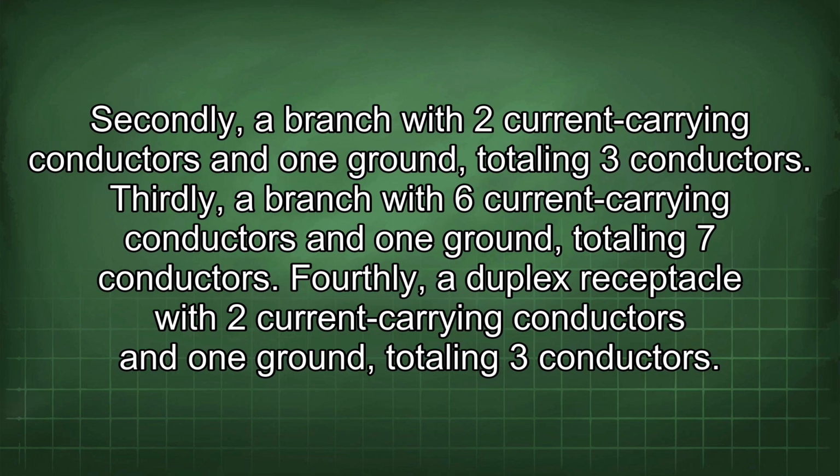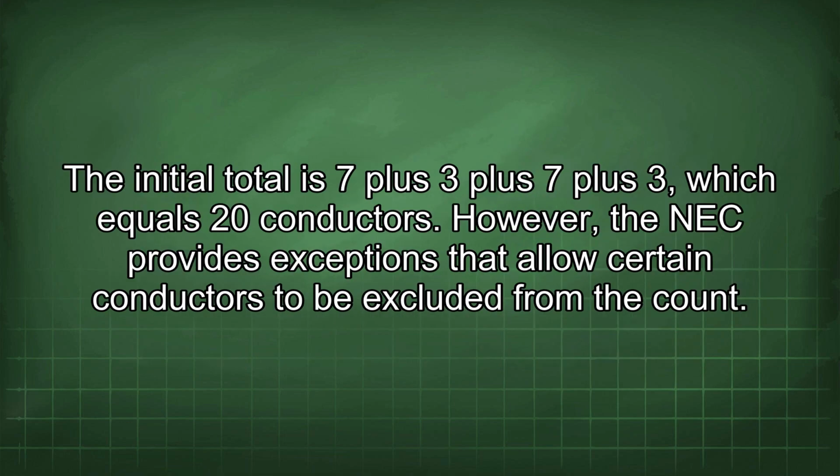Fourthly, a duplex receptacle with 2 current carrying conductors and 1 ground, totaling 3 conductors. The initial total is 7 plus 3 plus 7 plus 3, which equals 20 conductors. However, the NEC provides exceptions that allow certain conductors to be excluded from the count.